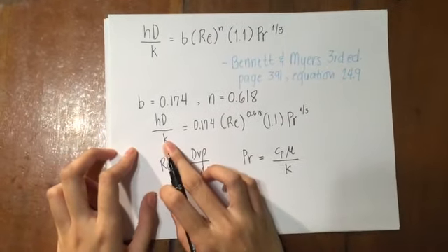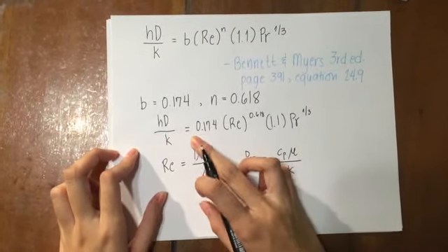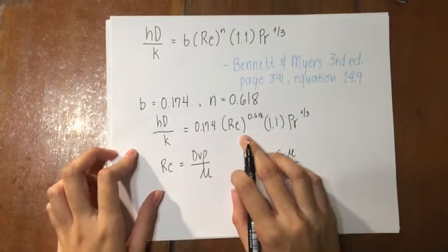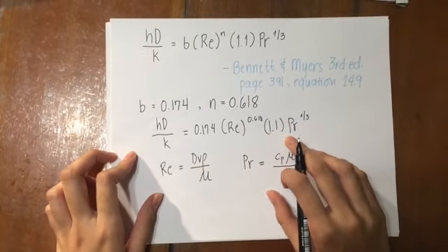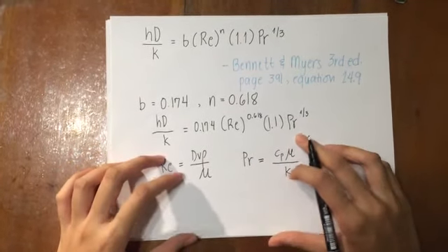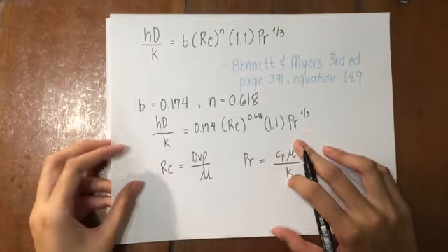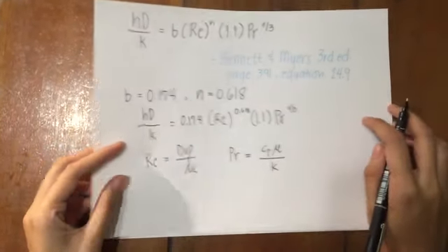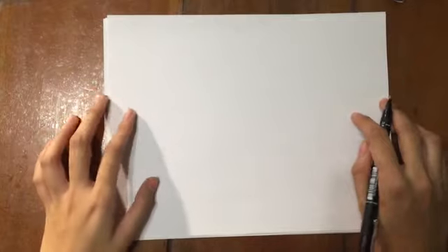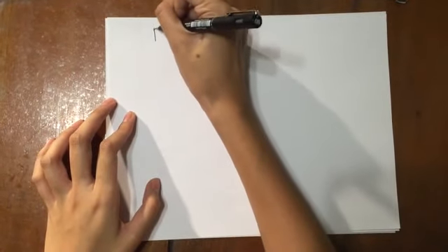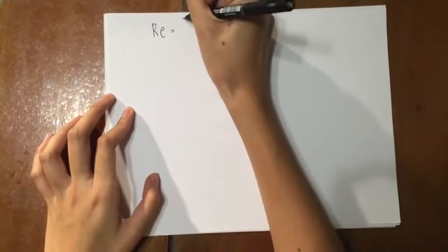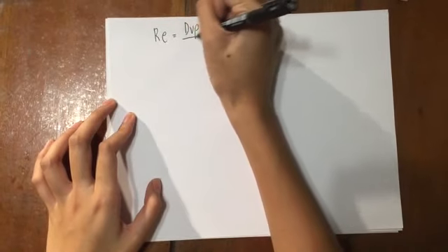The next step will be finding the film coefficient of heat transfer h using this formula. hd over k is equal to 0.174 Re raised to 0.618 times 1.1 times the Prandtl number raised to 1/3. First, we will solve for the Reynolds number. So the Reynolds number is equal to dV rho over mu.